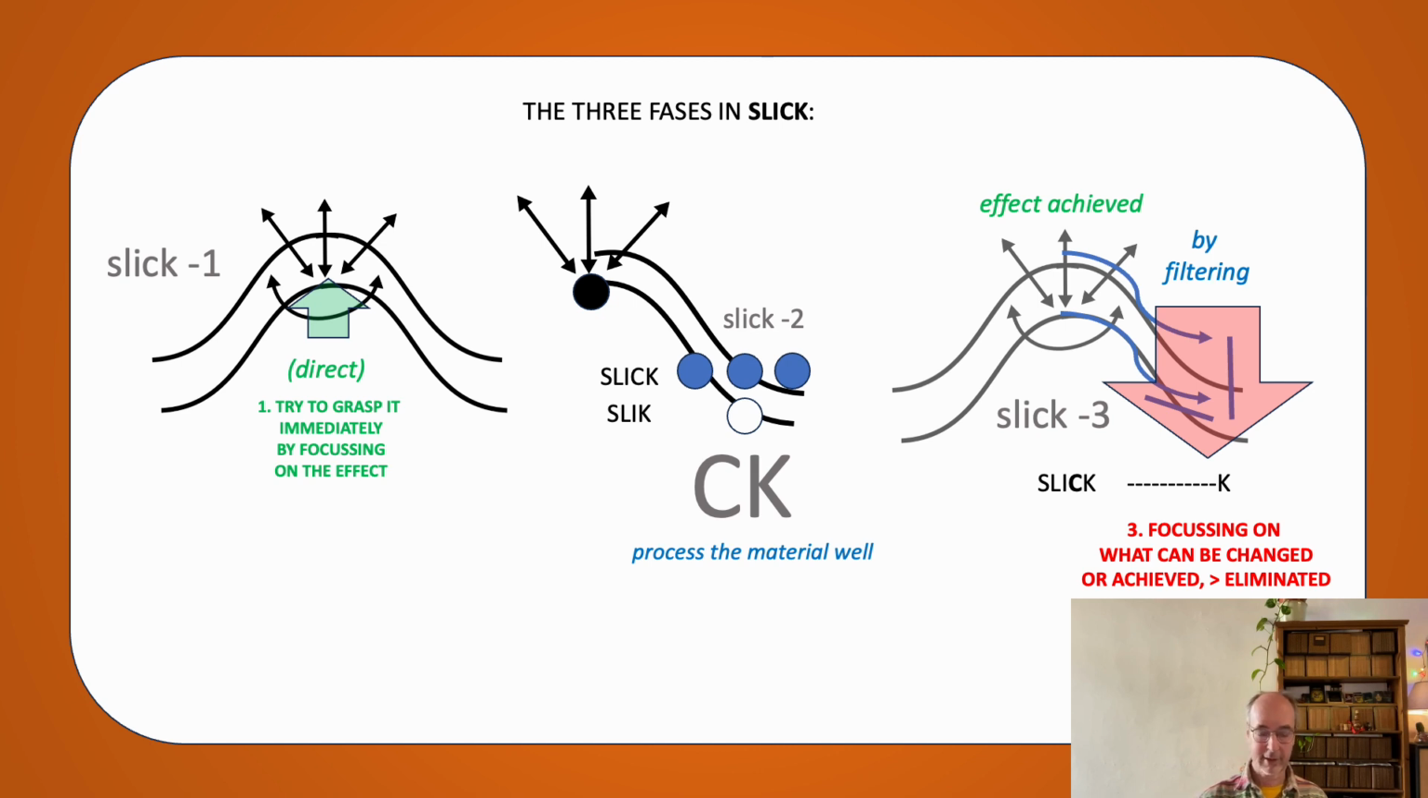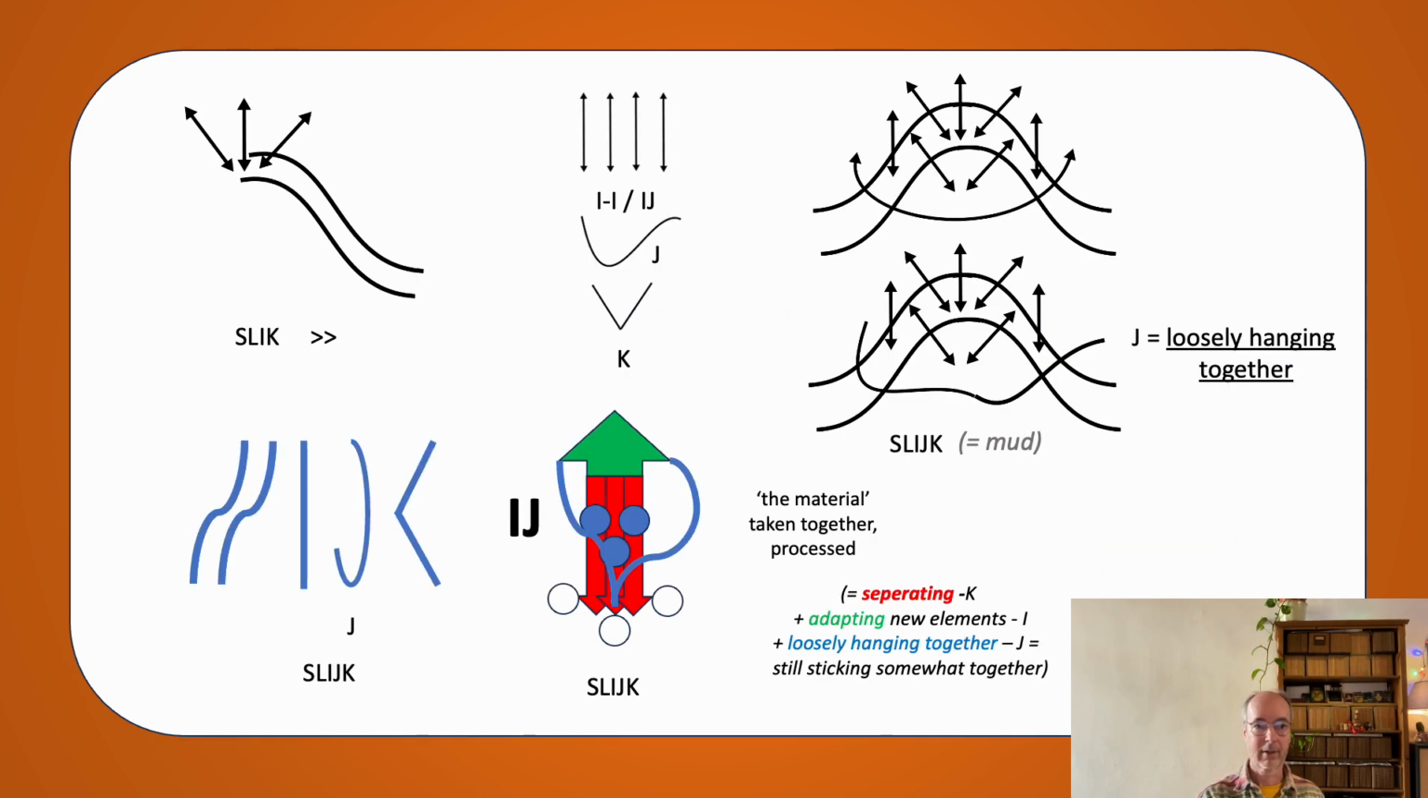The processing itself is in the CK, the processing of the material. It is a processing of the material before it can be successful. That's our focus, what we need to do in it. It has to be cleaned first before we can have a clean thing. And this filter is something that we still have to do. That's the elimination process in the end. These three parts are also there in SLIK.